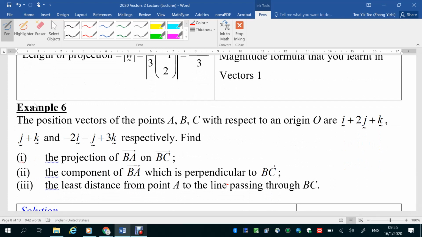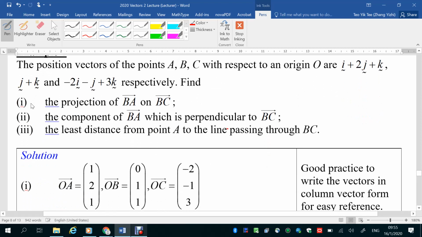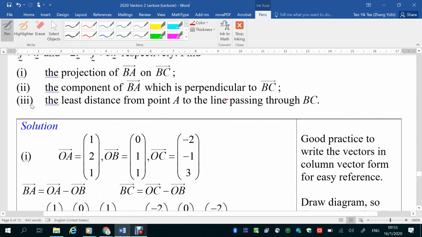So we're going to put a few of your concepts together now in one example. This time I give you 3 points, A, B, C. I give you the 3 position vectors. Part 1, division again: projection of BA onto BC. So I need to project one vector onto another vector. But this time round, I need to find what BA is first, and what BC is. And then you also need to pinpoint who is the upstairs, who is the downstairs. So it's a good practice.